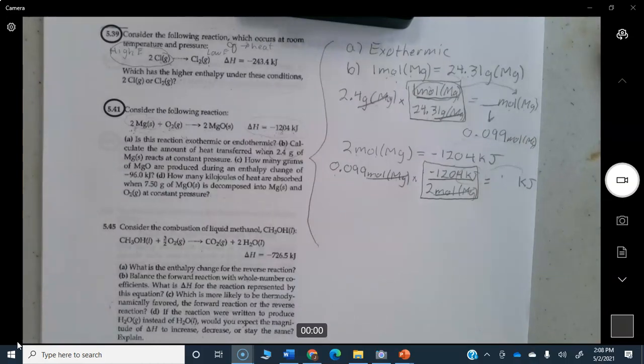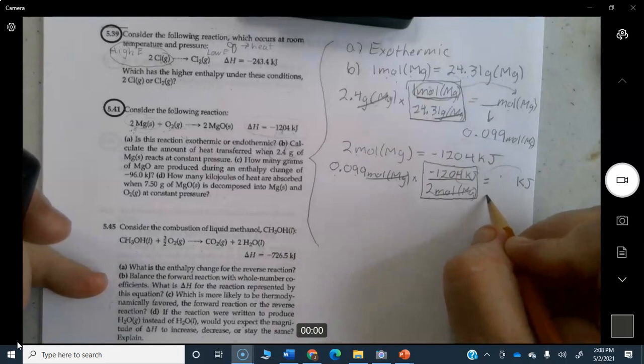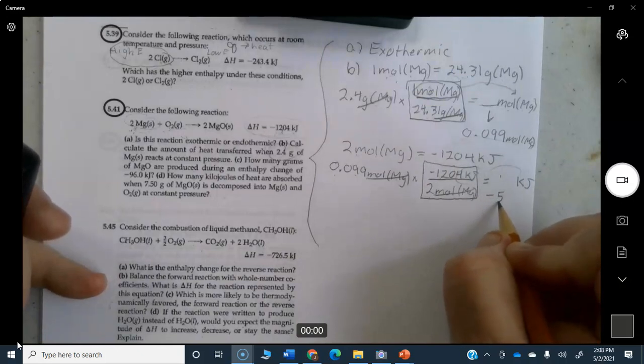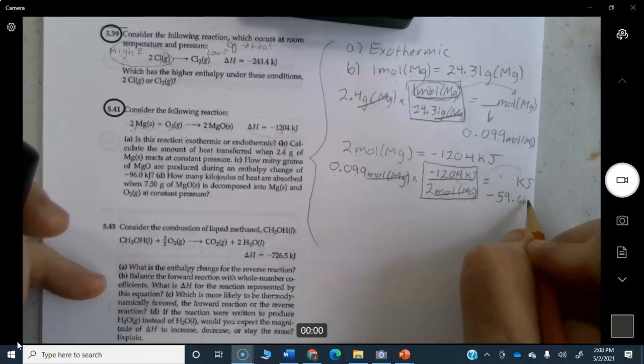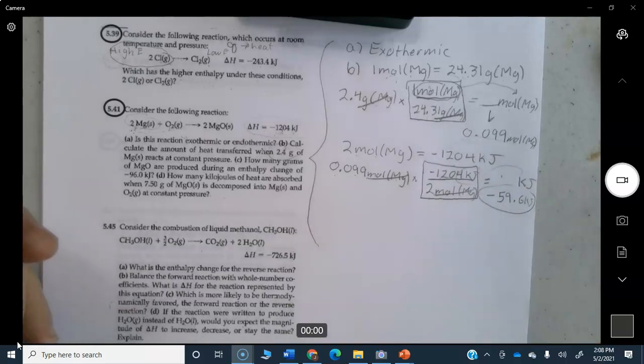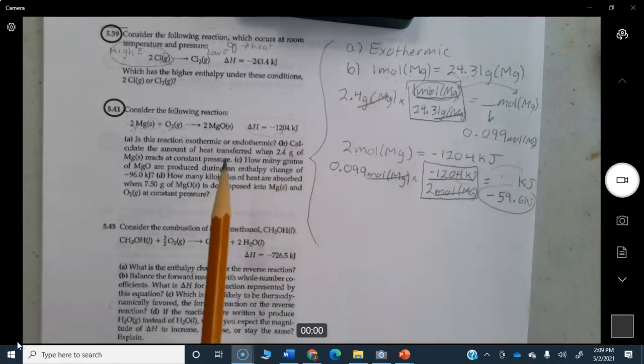So it's 0.99 times 1,204 divided by 2. You multiply everything on the top, and you divide by everything on the bottom. And that gives us 59.6. And it's negative because it's coming out. 59.6 kilojoules. Okay? And that's the answer to that. Okay, so all of this was part B here.